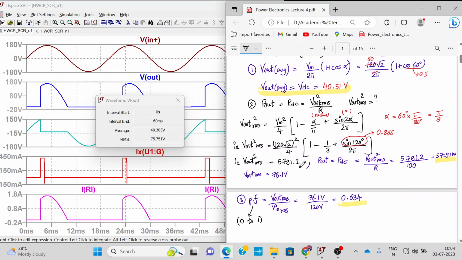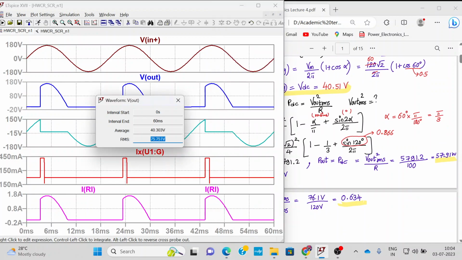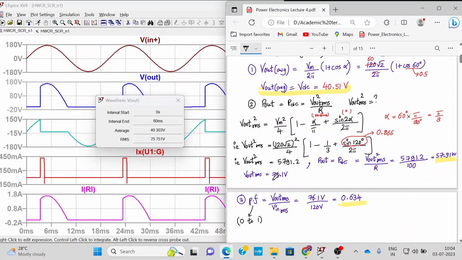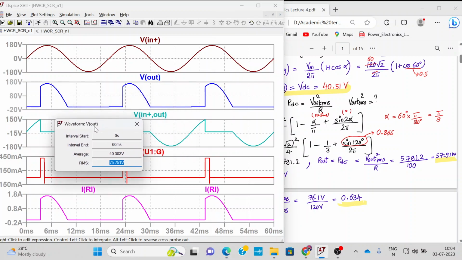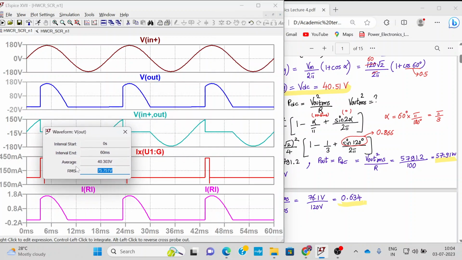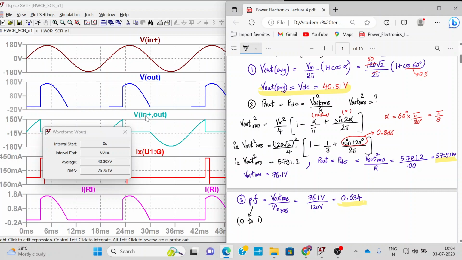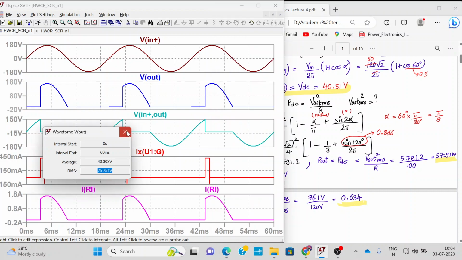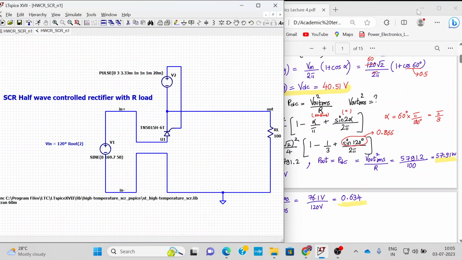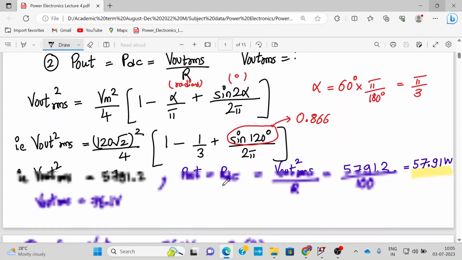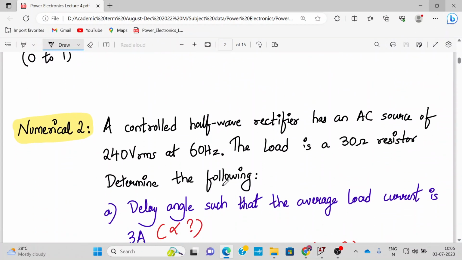Now we have to find the value of V out RMS. V out RMS is coming out to be 75.75 and we got around 76.1. That is also quite close. So via simulation, it's verified that the average value of the output and the RMS value of the output are quite close. In this way, you can check your values in LT Spice. So that's about checking the values in LT Spice. Now let's go to the next numerical.